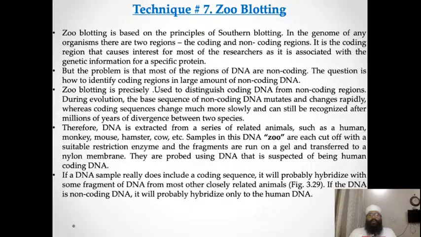Then comes zoo blotting. Zoo blotting is used to check between different species, different organisms, their interactions, and how the coding and non-coding regions are present. Zoo blotting is based on the principle of Southern blotting.